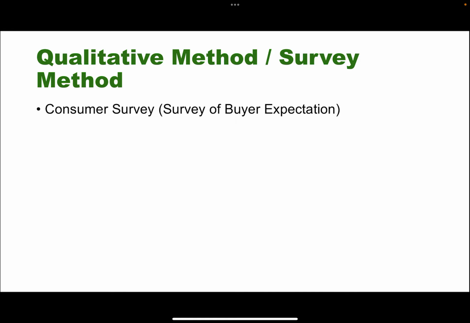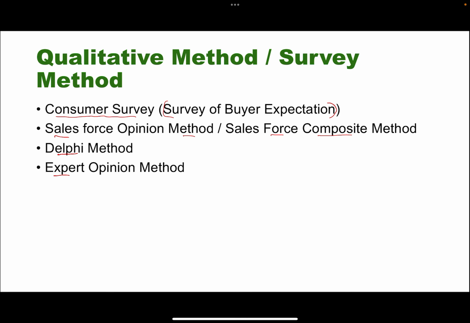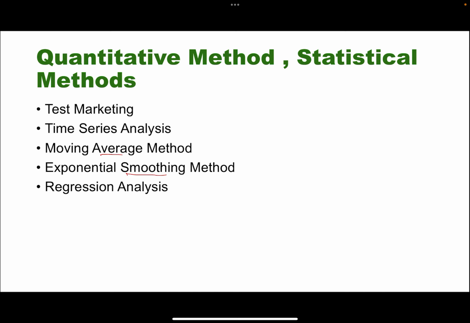The qualitative method mainly consists of these different types of methods, that is the consumer survey, that is, survey of buyer expectations. We will see each one of them in detail. Or the sales force opinion method or sales force composite method, Delphi method, expert opinion method, historical analogy method, etc. And quantitative methods include test marketing, time series analysis, moving average method, exponential smoothing method, regression analysis, econometric models, etc.